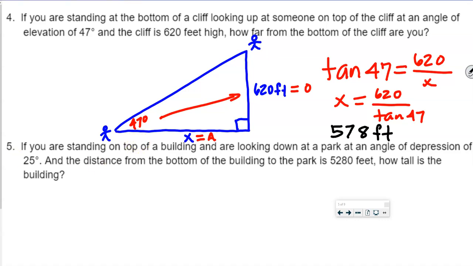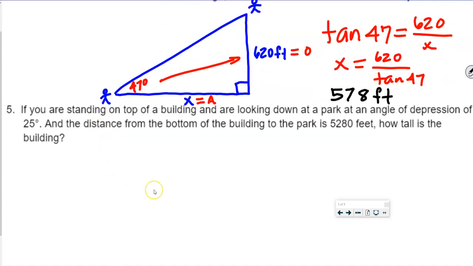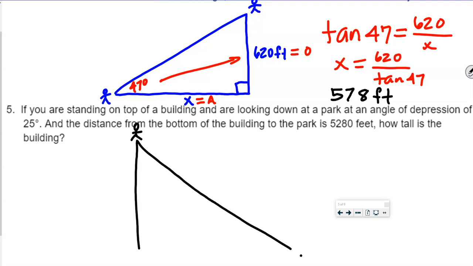Now, the next question is a little bit different. It says, if you are standing on top of a building and are looking down at a park at an angle of depression of 25 degrees, and the distance from the bottom of the building to the park is 5,280 feet, how tall is the building? Okay, so I'm at the top of the building, right? And I'm looking down at the park. Okay, park's over here.